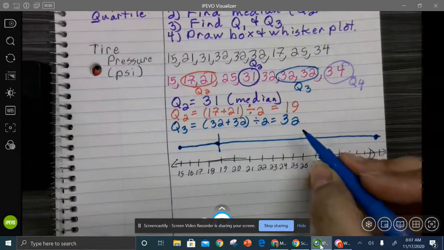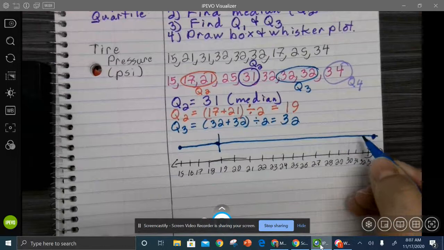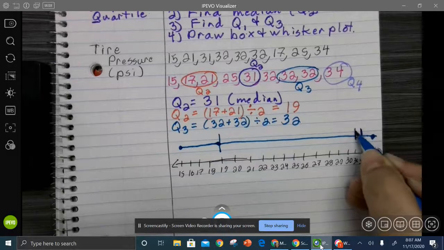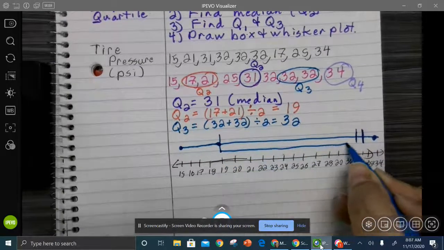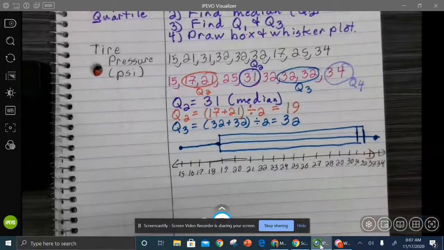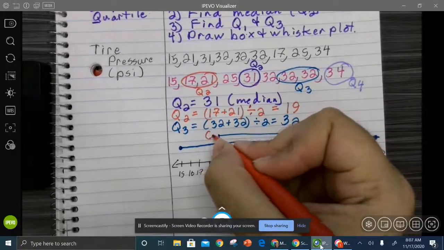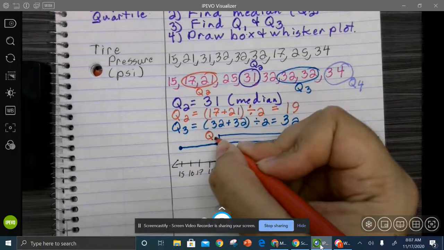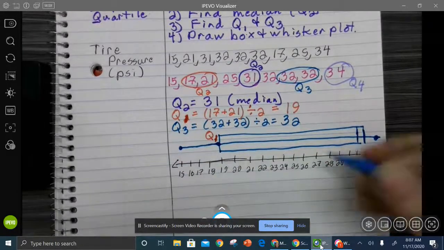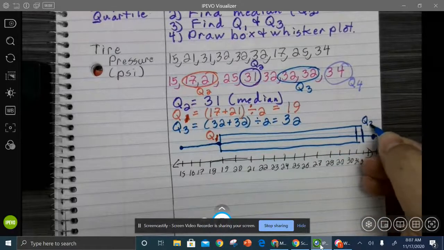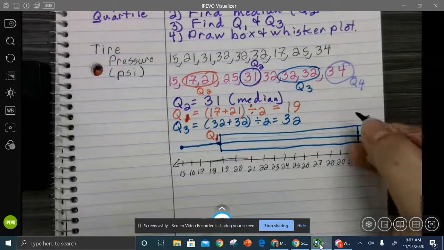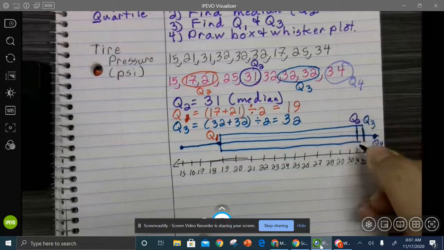And then quartile 3 is 32, all the way up here. Okay, so now we can draw our box. This is quartile 1. Sorry, I don't know why I wrote quartile 2. Quartile 1, quartile 3, quartile 4. And this is quartile 2 right here at 31.